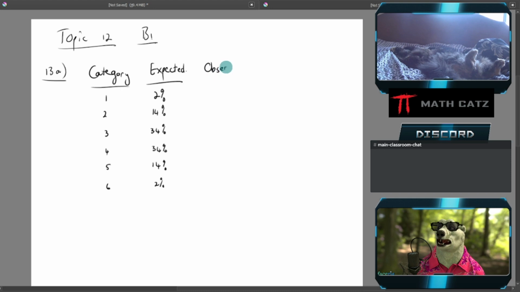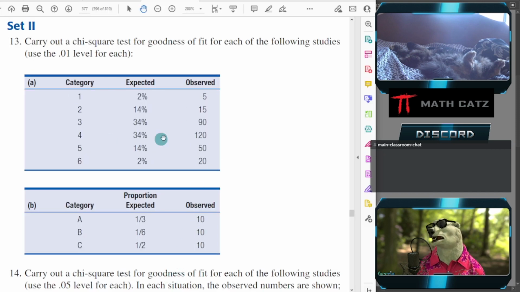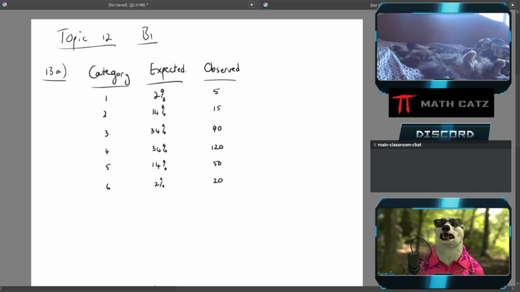Some distribution could be something familiar or not. Then we observed some scores for people we survey or whatever the story may be. We got 5, 15, 90, 120, 50, and 20. So that's where we're at, just like they give us in the question.